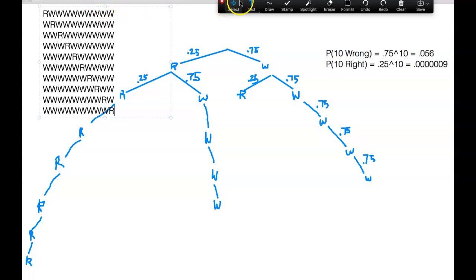So if I ask you, find the probability of getting one question right and 9 wrong, probability of getting 1 right. That's 10. There's 10 ways to do that. So I have to multiply 10 times the probability of getting one question right, which is 0.25 raised to the first power times 0.75 raised to the 9th power. There was 1 right and 9 wrong.